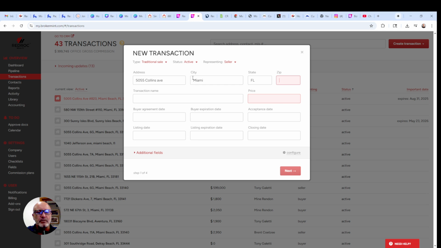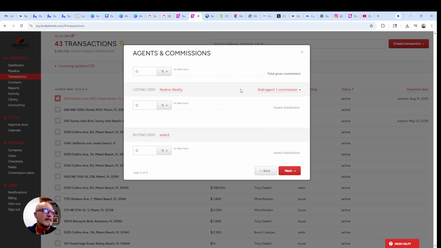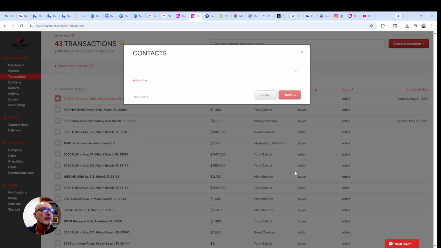The red fields have to be filled in, as you guys know. Price, we know what the price is, $500,000, because we've discussed this. Then we have already negotiated the commission, so we know it's going to be 5% of price sold. You see here, price sold, and 2.5% on each side, or whatever it may be. It may not always be exactly the same, but you guys understand that. We go next.